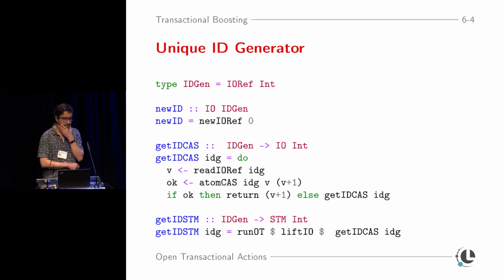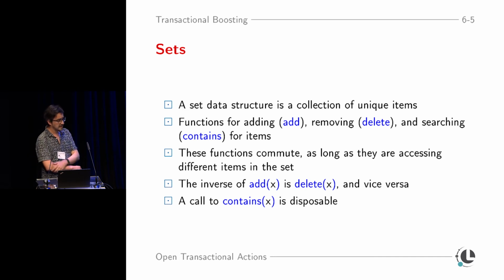So the second example is more interesting, which is the implementation of a set data structure. A set data structure is a collection of unique items, and it has functions for adding, removing, and searching for items. These functions commute as long as they are accessing different items in the set. The inverse of an add is delete, and vice versa. And a call to contains is disposable if the transaction aborts.